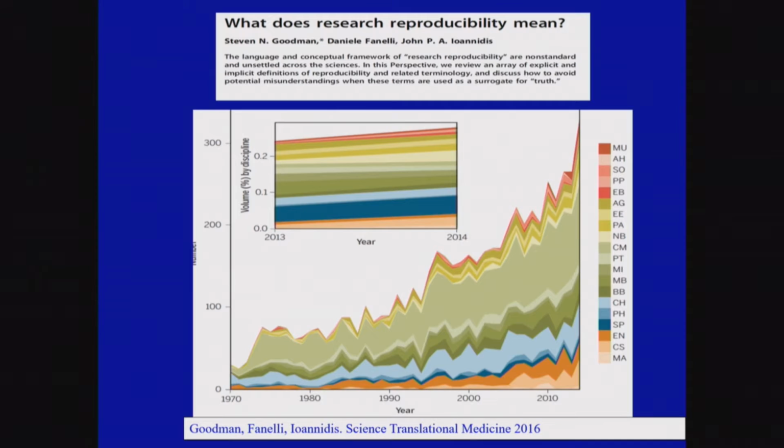So there's a lot of angst about reproducibility. How many of our results can we trust? How many of our results can we move forward? Across all 22 major fields of science, there is an exponential growth in the use of terms like reproducibility of results. But each one of us may mean different things when we're talking or thinking about reproducibility.